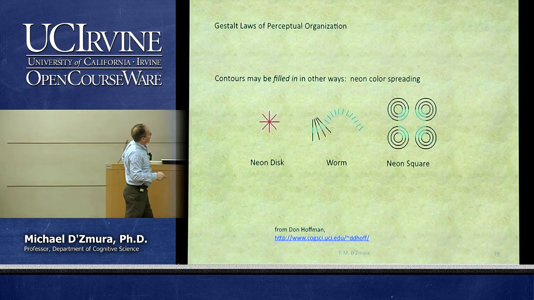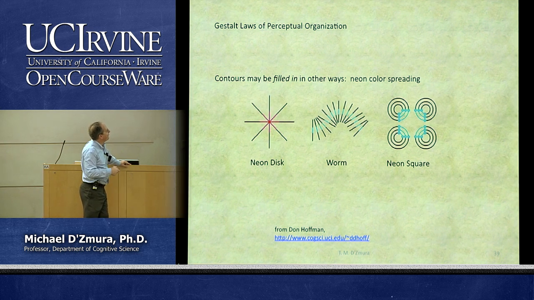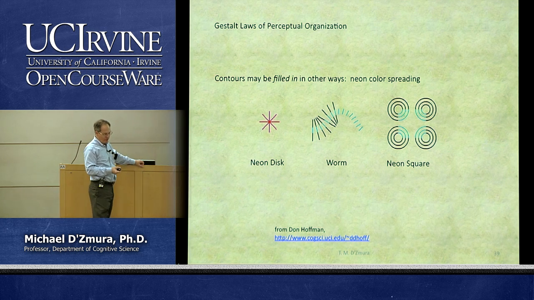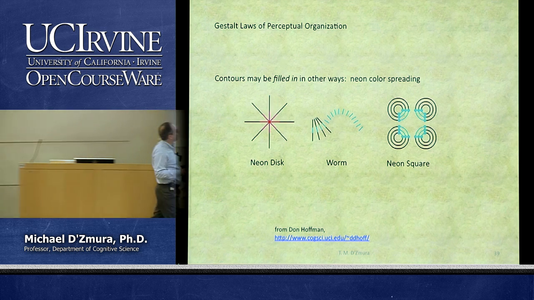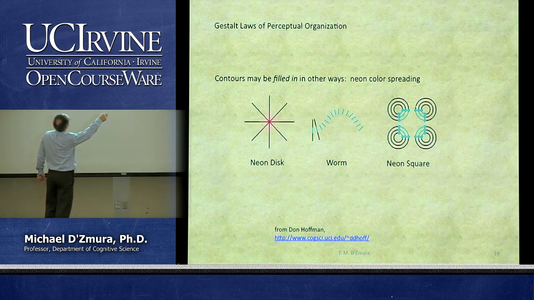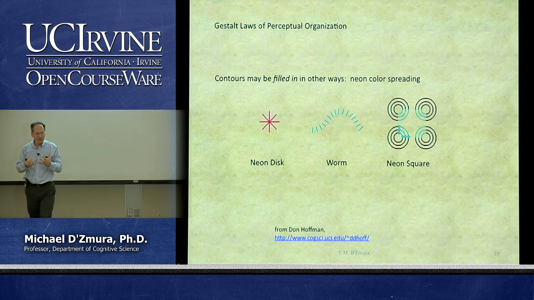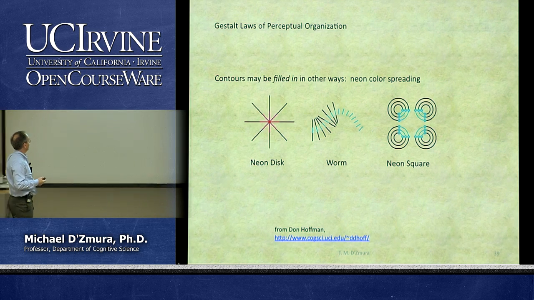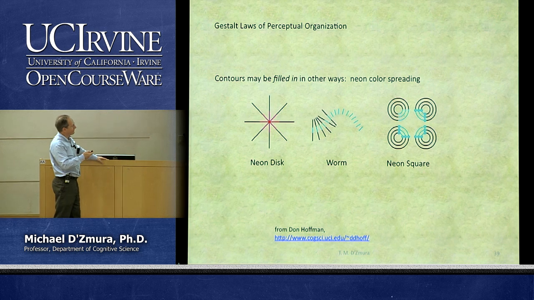And the same thing with this worm. If we're looking just at the blue as right here, then we don't see anything special. But when we add the black segments, we now get this two-dimensional filling in. So we see this blue band, the neon color spreading. When we have these little dots here, there's no neon color spreading, but now we see actually this sort of blue neon square hovering in front of the figure. So those are further examples of filling in.